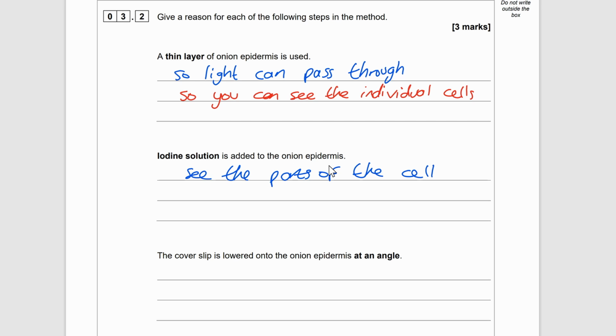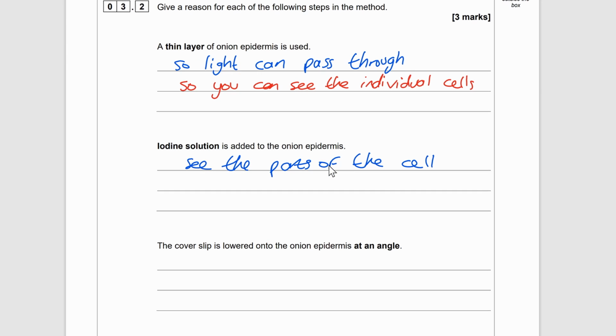The cover slip is lowered onto the onion epidermis at an angle. Why do we need to put it at an angle? The reason is to prevent air bubbles from forming. Usually when you put something down, face down onto another surface, some air bubbles can get trapped and then you might get confused between what you're looking at. So by putting that angle, it allows this to not be formed.